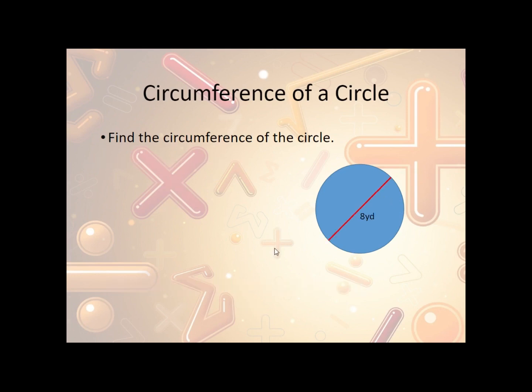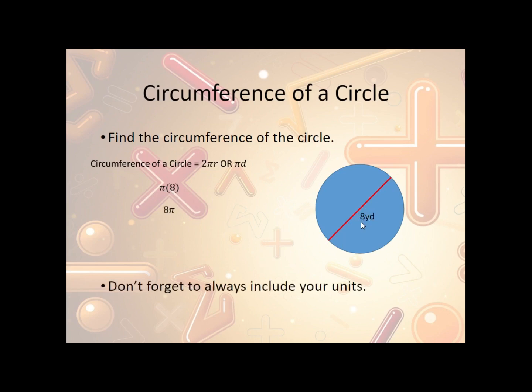Now, if they give us a diameter, so this one is 8 all the way across. So we can use this as pi d, or we could take half of it and create a radius. So half of 8 would be 4. So we could plug 4 in for r, and it works the same. But we can just use this one. So this is pi times d, the distance all the way across, and the distance all the way across is 8. So this becomes 8 pi. And then again, don't forget your units. They did it in yards, so it is 8 pi yards.